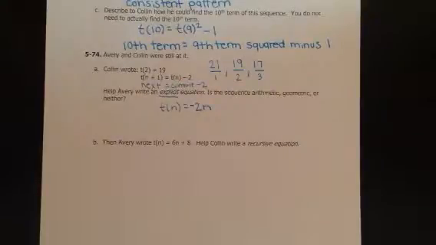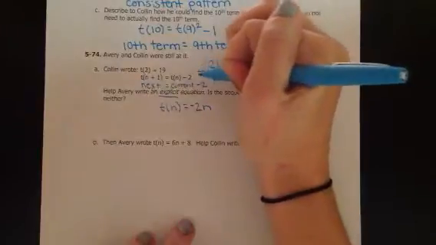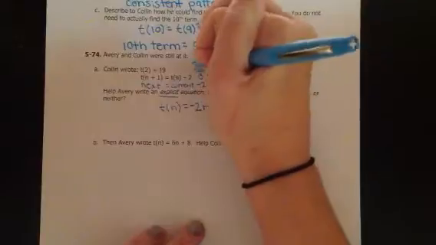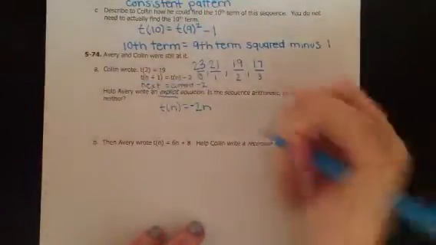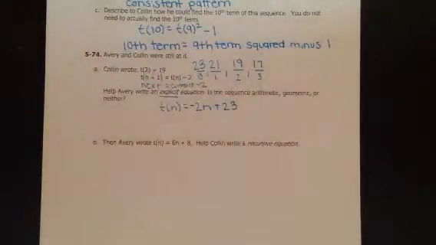And after that, we need to put our 0 term. So what would come before the first term if we're going backwards? So if we add 2, since we're going backwards, we would get 23. So this equation would be plus 23.